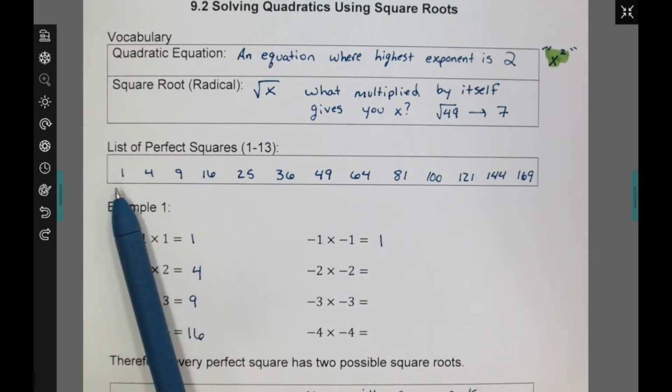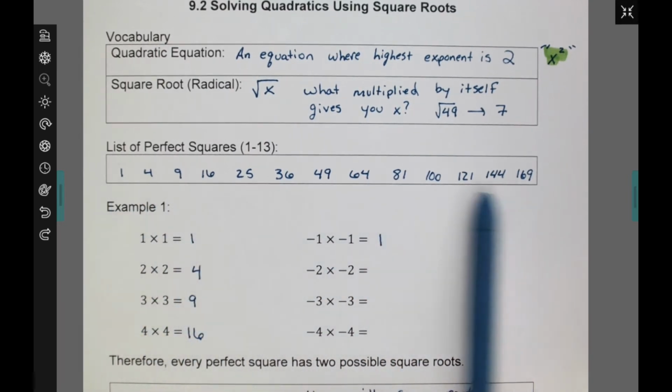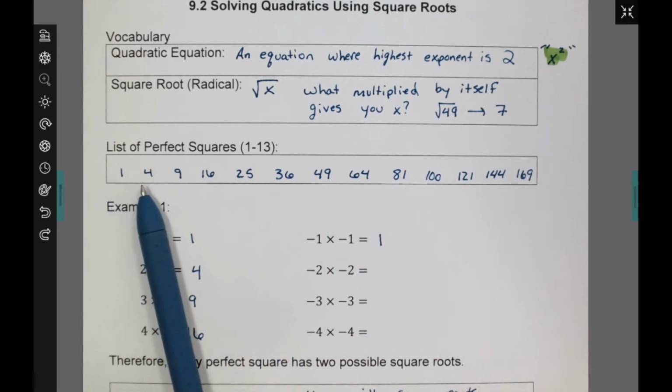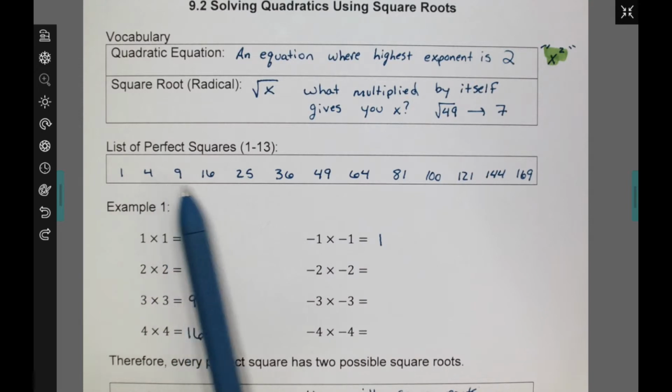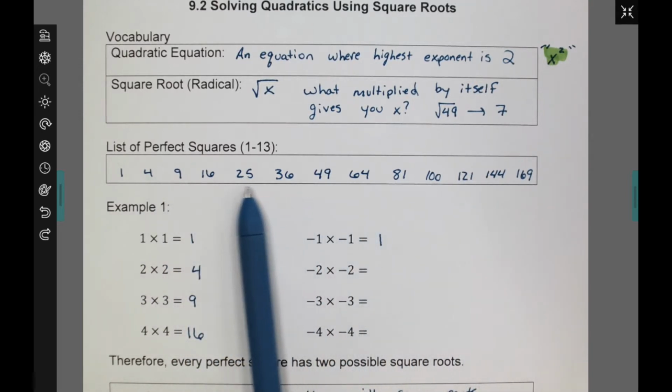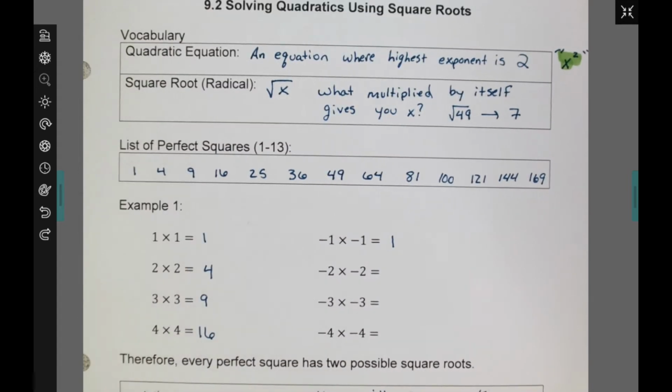Here I listed out the perfect squares from 1 to 13. So there they are for you. That's just if I have 1 squared is 1, 2 times 2 is 4, and so on and so forth. You'll notice every single one of these you can take the square root as well. So you should be becoming familiar with those values as well.